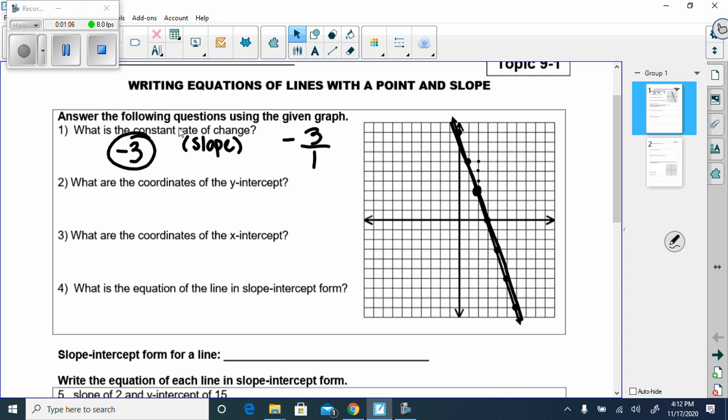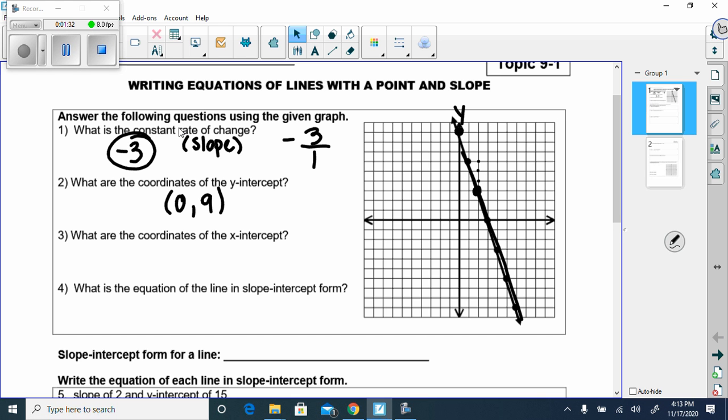It then asks, what are the coordinates of the y-intercept? So this is my y-axis. So it's asking where it intersects that axis. That would be at this coordinate point right here, which is at 1, 2, 3, 4, 5, 6, 7, 8, 9. So as a coordinate point, we didn't go left or right any. So it's at 0, 9.